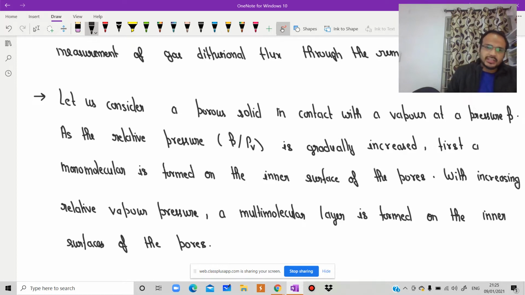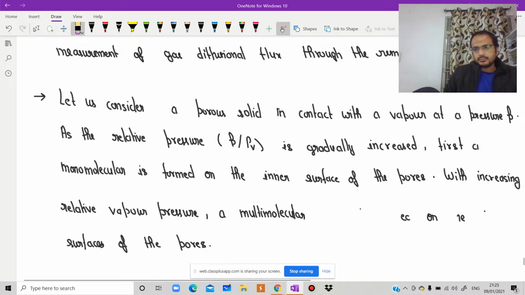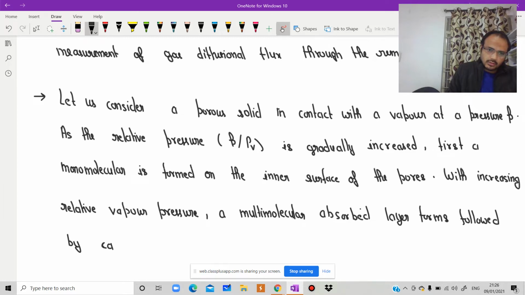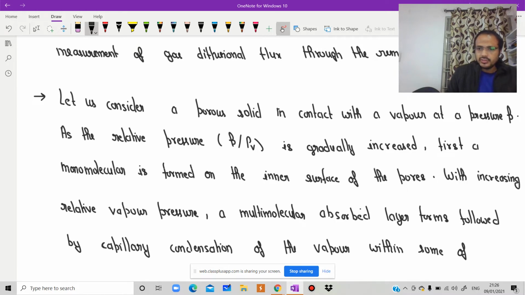Just a minute, I made one mistake. With increasing relative pressure, a multimolecular adsorbed layer forms, followed by capillary condensation of the vapor within some of the pores.